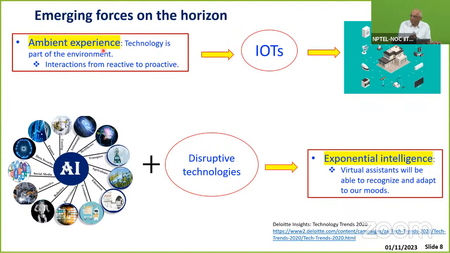Artificial intelligence is driving a lot of phenomena. As a result, we are going to have what I would term exponential intelligence, artificial to exponential, meaning not only will virtual assistants, Siri and Alexa, Google, whatever, be able to recognize and adapt to our moods, to our emotions as well.